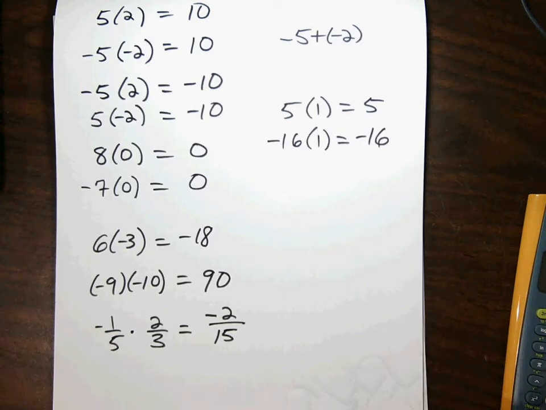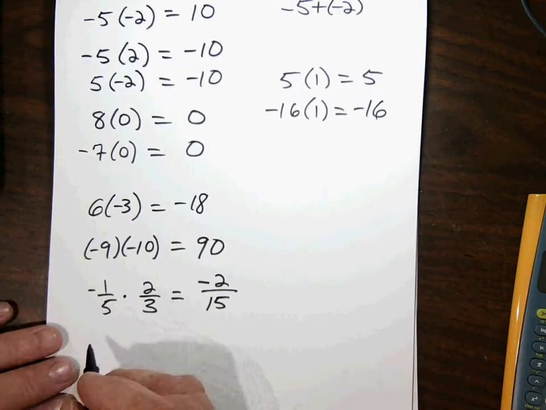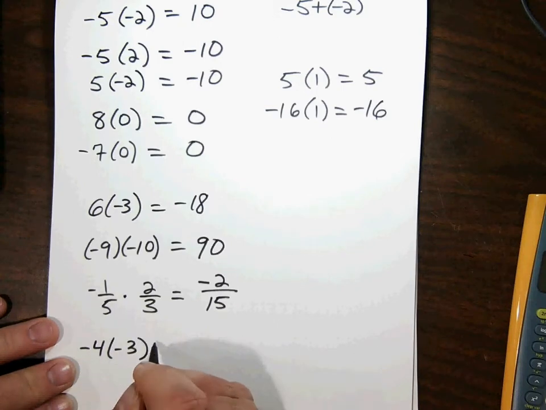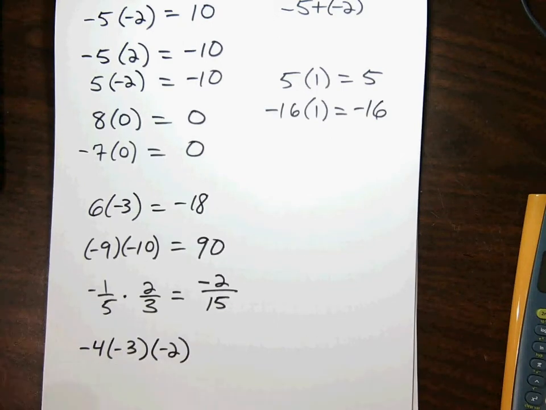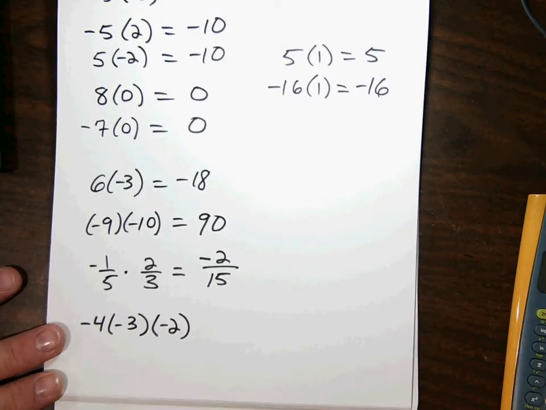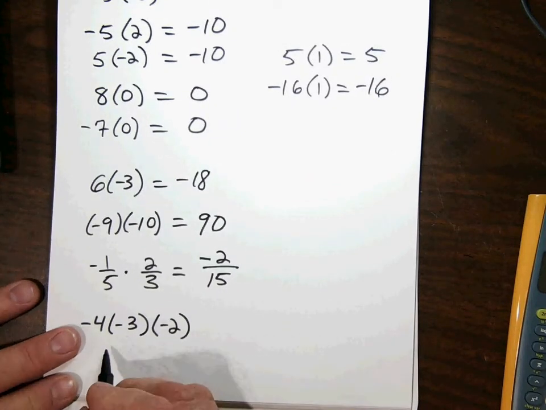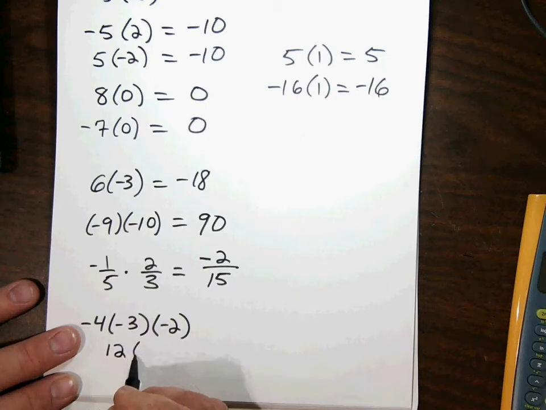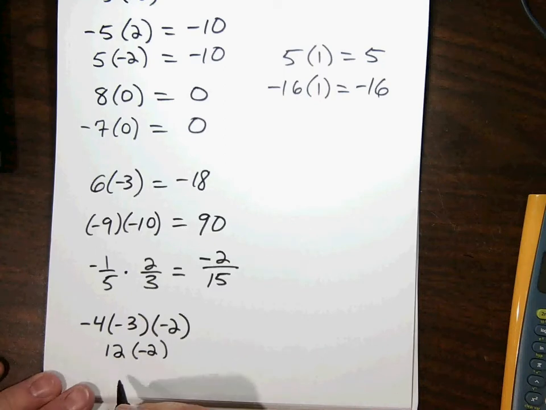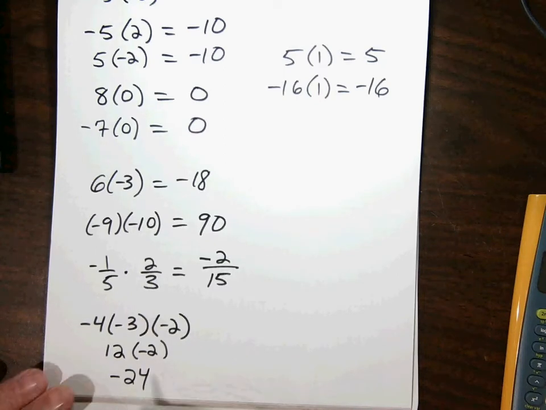What if we have more than two numbers at work here? I mean, what if I have a -4 times a -3 times a -2, for example? Oh boy, more than two numbers. Well, let's work it through. -4 times -3, that's negative times negative, that's positive 12. But now I've got to take positive 12 times -2, and positive times negative is negative. So -24.